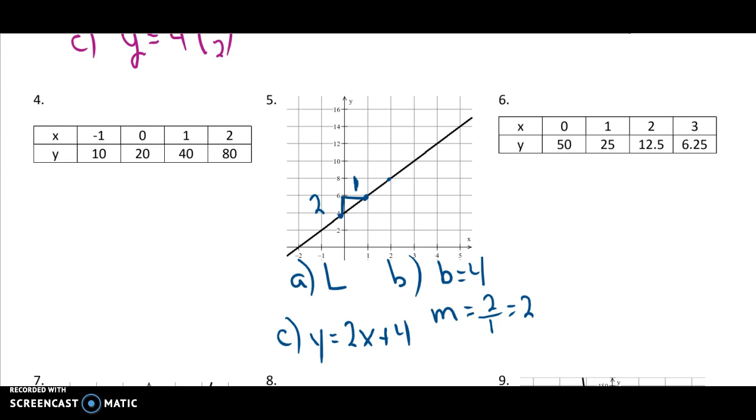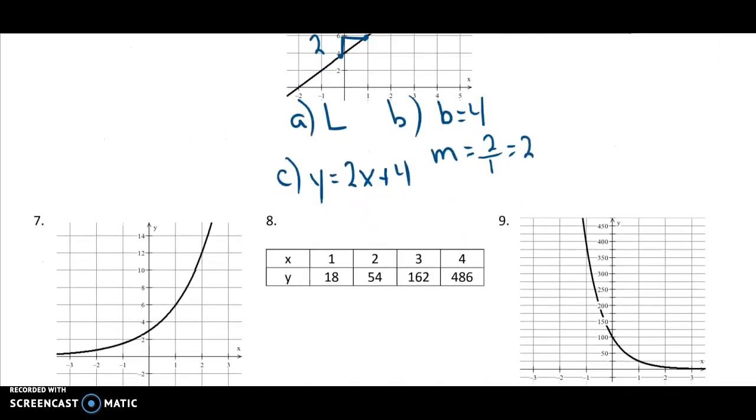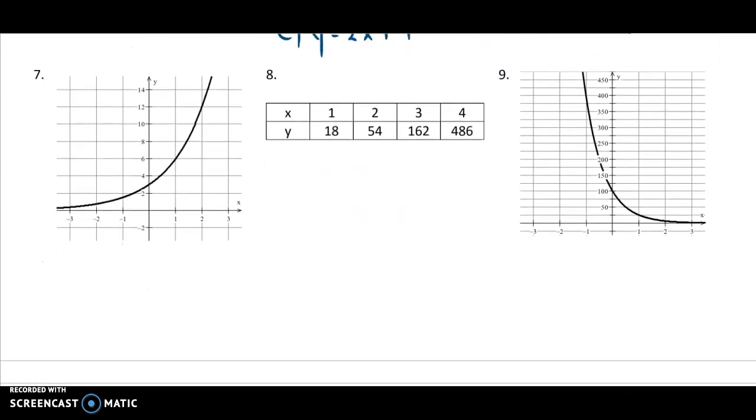All right, let's do one more. Let's take a look at number 9, for instance. Again, I can see just by the shape of it that it is exponential. So as far as A goes, I'm going to put an E for exponential. Then I need to find my y-intercept. That is this point right here. It's 100. And then I'm going to need to see what it is growing by.